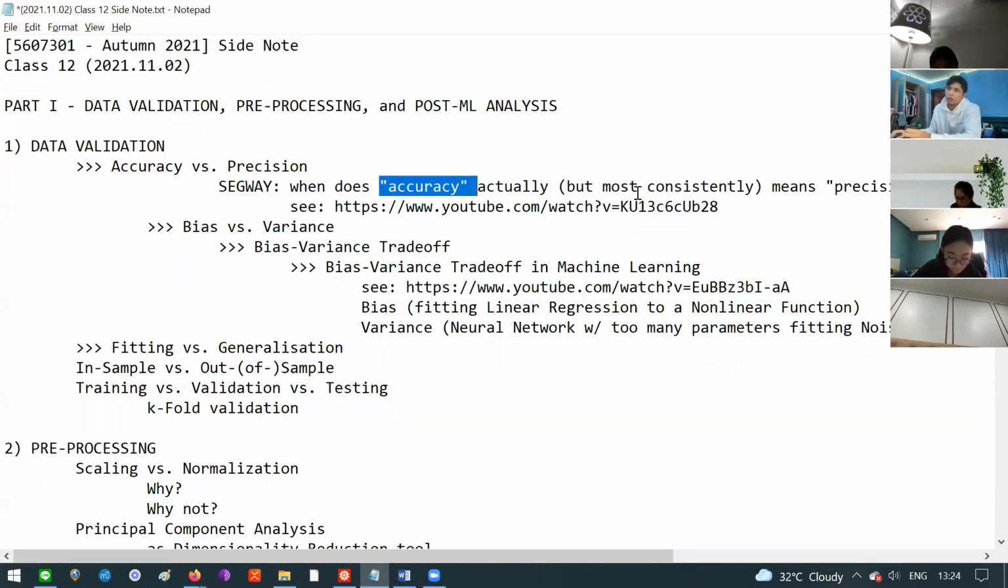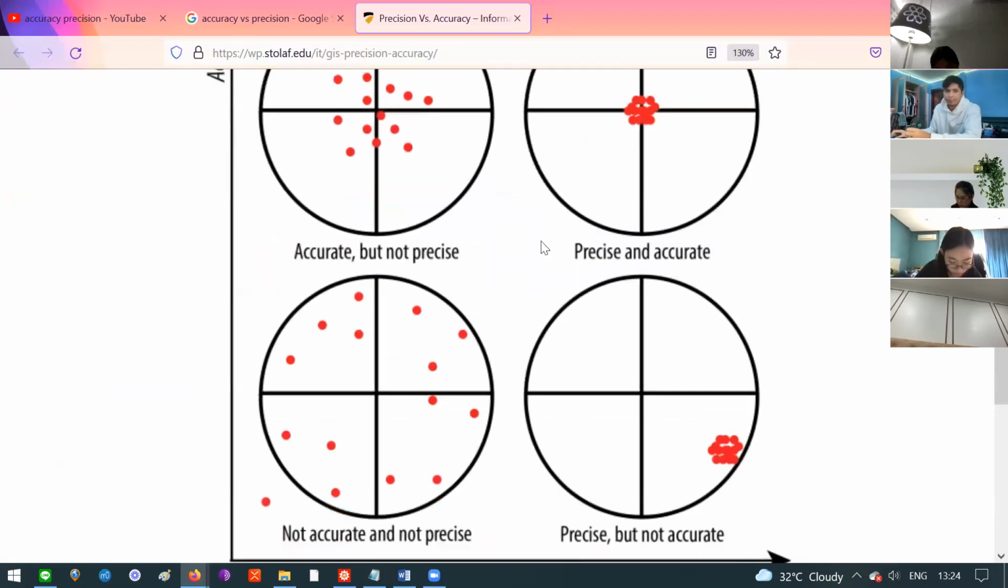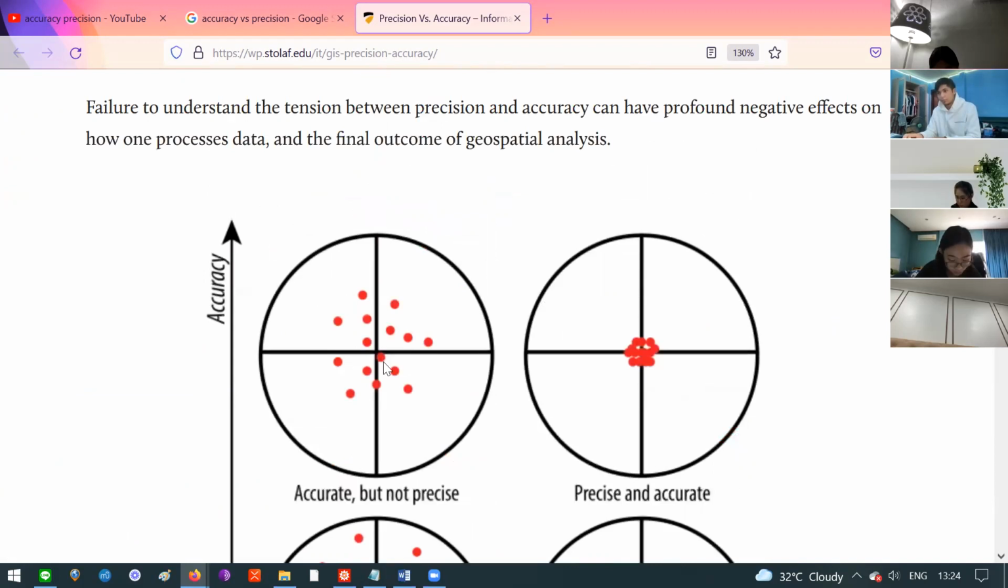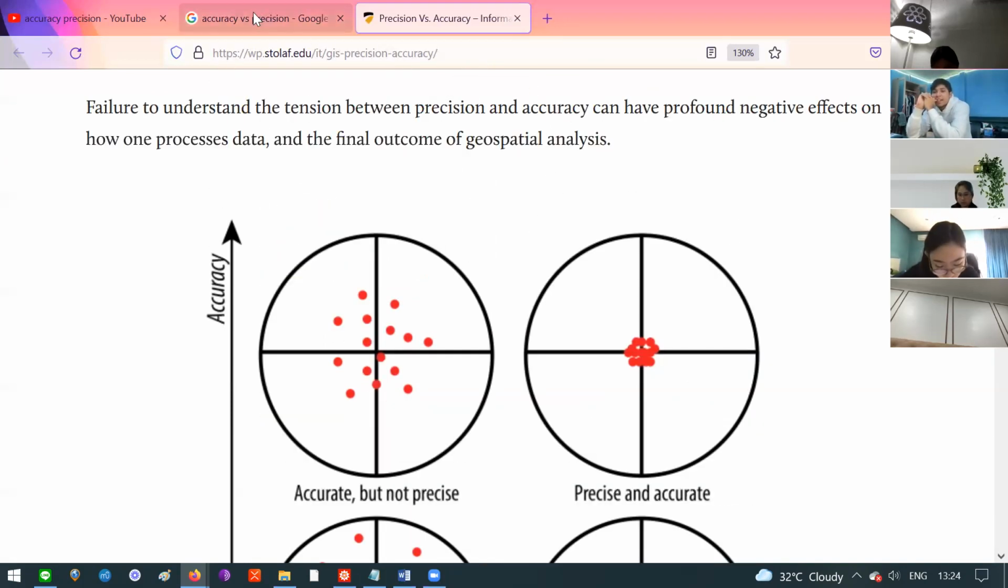So what is the problem? Suppose you have two choices. You don't have this; this is perfect, this is terrible. So you have a choice between accurate, aiming right but all over the place, accurate but not precise, versus precise but not accurate. What would you prefer?